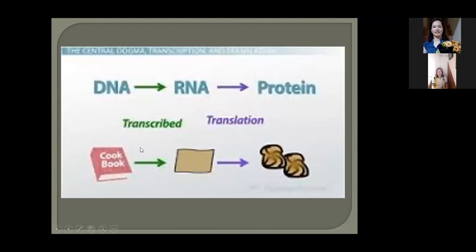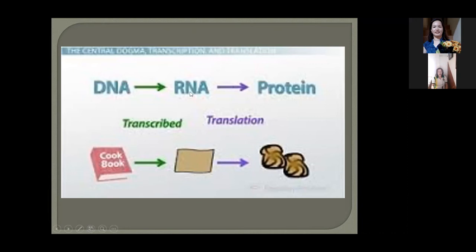With that, protein synthesis is actually simplified into how you make bread. So we start with DNA, it's transcribed to RNA, and it's translated into protein. How? If the cookbook represents the DNA, it contains the instruction, the genetic information. Since it cannot move out of the nucleus, the copy of this, which is taken from the cookbook, will represent the RNA. So this is the exact copy of what is in the cookbook.